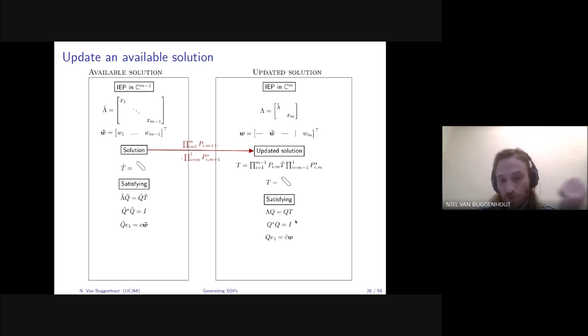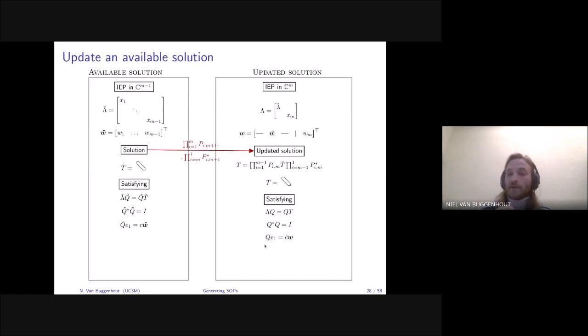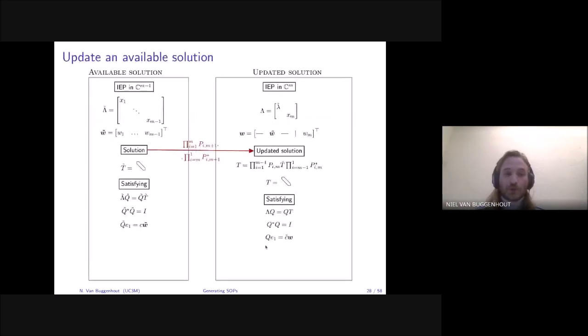Orthogonality is preserved because we use plane rotations. And as you can see from this one, this was not super clear, but since we start eliminating with P2M, we never touch the first column of our Q again. So this means that we have still the weights that we wanted. That algorithm works quite nicely. It is numerically stable, and it is one of the best algorithms if you want to generate orthogonal polynomials.